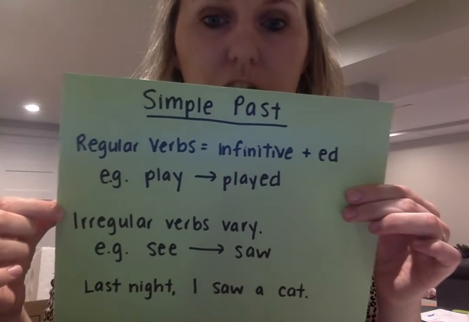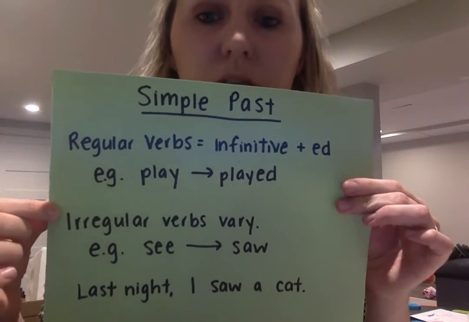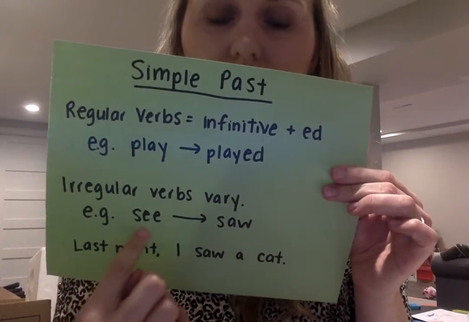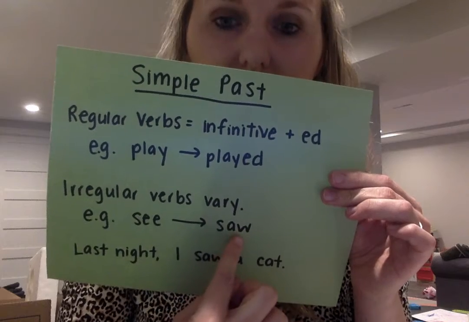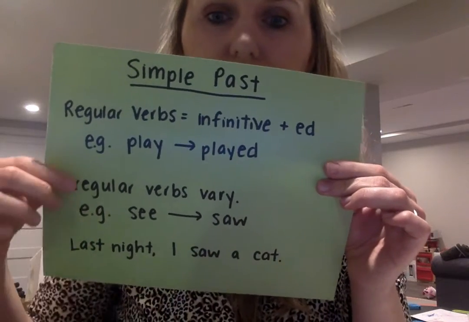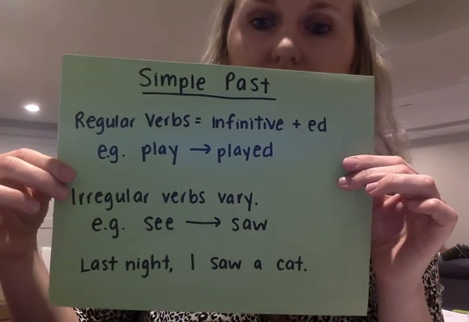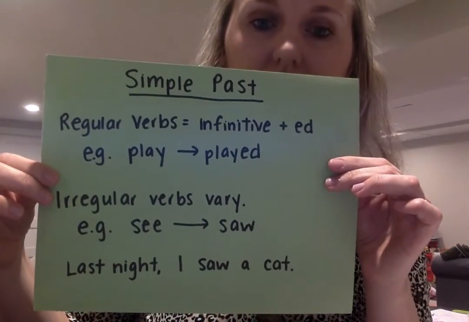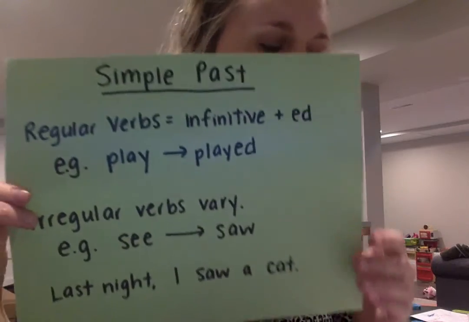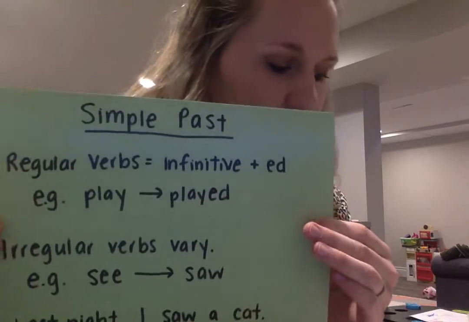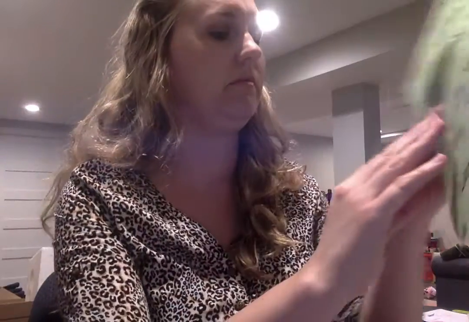Now with irregular verbs, to be honest, their forms all vary. So a verb like see becomes saw, right? If I wrote this on the board, see becomes saw. Last night I saw a cat, right? And so this would be the form of it. This is how it looks practically. Excellent. Very good. Well done, everyone.